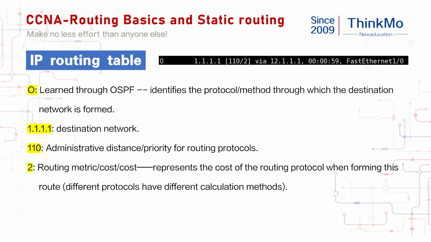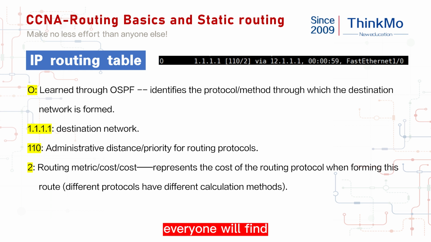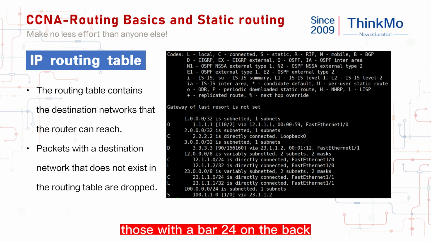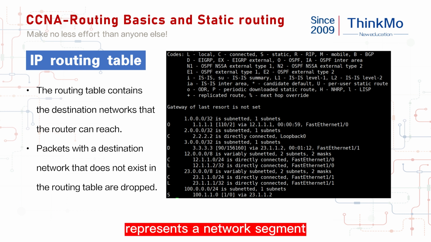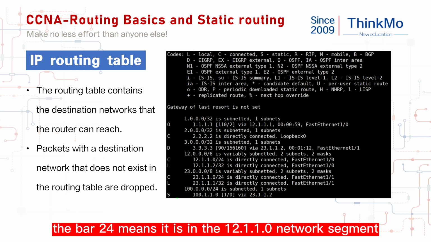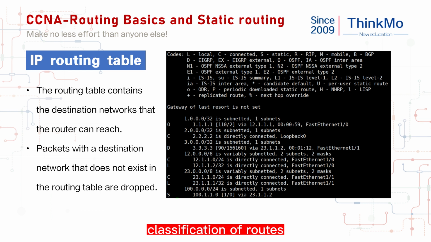Then everyone will notice. It writes 1.1.1.1 here. Its form seems to be different from the network segment. Can you see it? Students? It seems to be different from the network segment. It seems to be going to such an IP address. Everyone will find, this is an exact IP address. It is not an expression of a network segment. Here you will see 12.1.1.0/24. Those with a /24 on the back represent a network segment. For what we say now, the /24 means it is in the 12.1.1.0 network segment. These are the two forms of routing. That is, classification of routes.